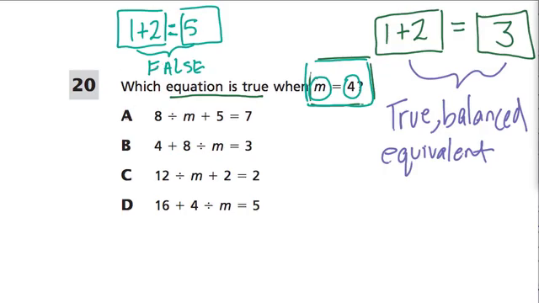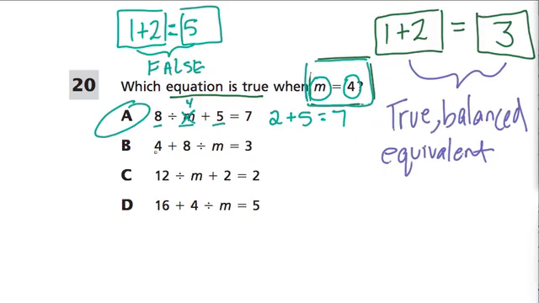For example, we'll start with part A. It says 8 divided by m plus 5 is 7. So let's try that, right? 8 divided by m, well, m is 4. So that means 8 divided by 4, and that's 2, right? 8 divided by 4 is 2, so 2 plus 5, what does that equal? Well, that is 7. So here, this equation is true, and that's our answer. But let's try the other ones to get a sense of what a false statement is.